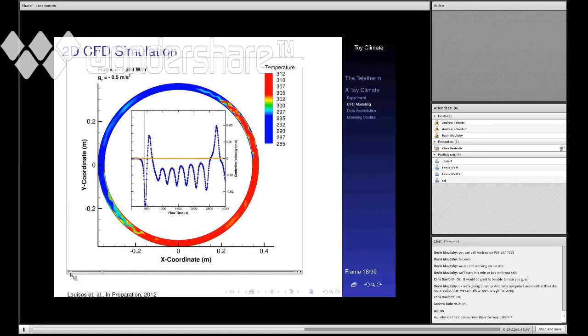You can see how in a second all of the warm fluid that used to be on the bottom half is now moved from 12 to 6 o'clock, and all the cold fluid is from 6 to 12 on the other side. Got a question? Okay.